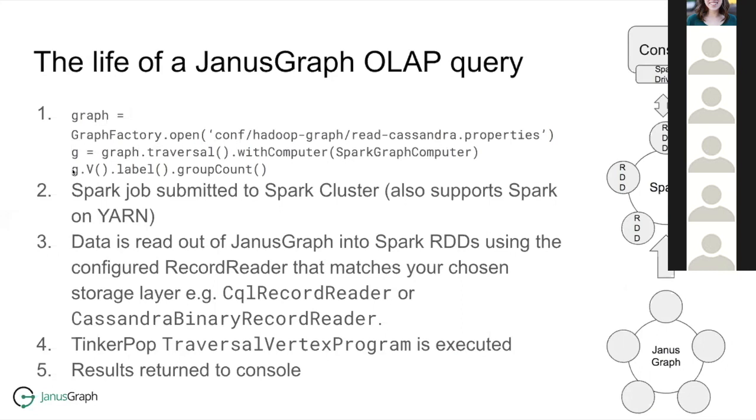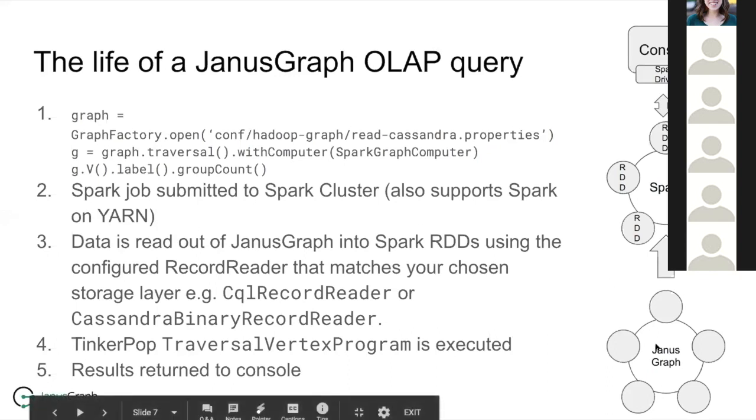Like I want to do a count of all the different labels in my graph. You know, maybe I have 1 million people, I have 1 million products. I want to roll that count up. So this is a query that you could execute in a small graph in OLTP mode, but if you have a large number of vertices, you're going to need to use something like Spark. So what happens is this Spark job gets submitted to the Spark cluster.